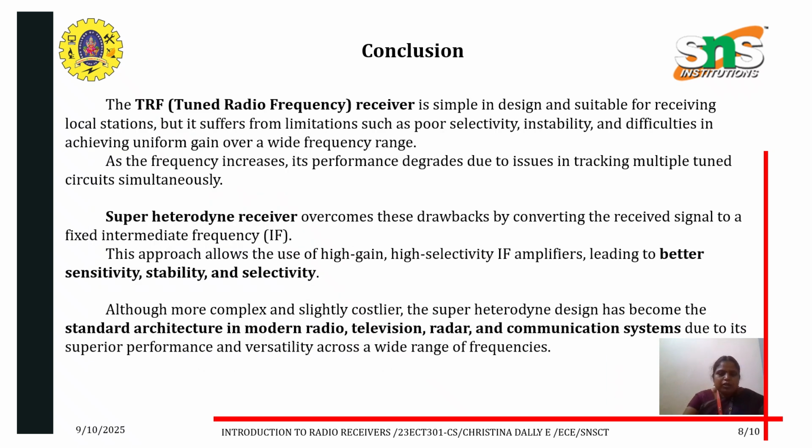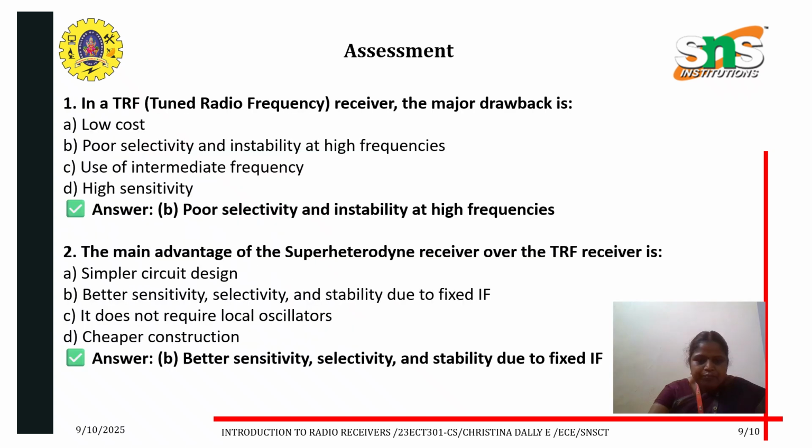Coming to the conclusion, the TRF is very simple in design and suitable for receiving local stations. The superheterodyne receiver overcomes these drawbacks by converting the signal into the IF. Here we have better sensitivity, selectivity, and stability. Although it is costlier, it is used in modern television, radar, and communication systems.